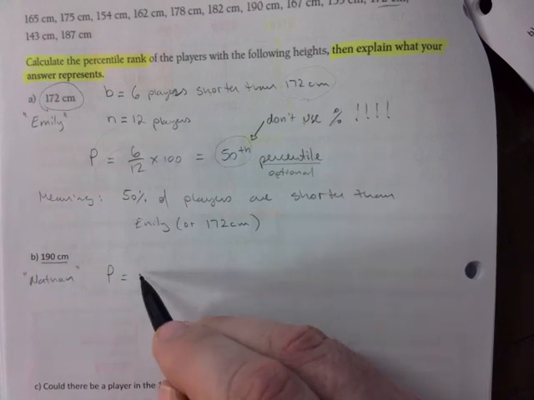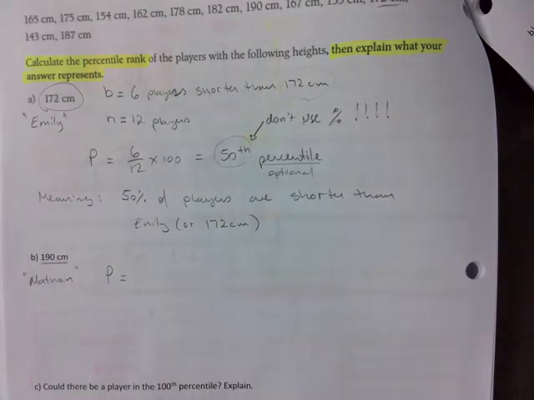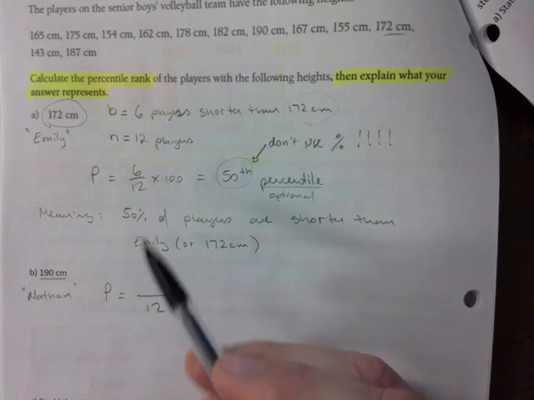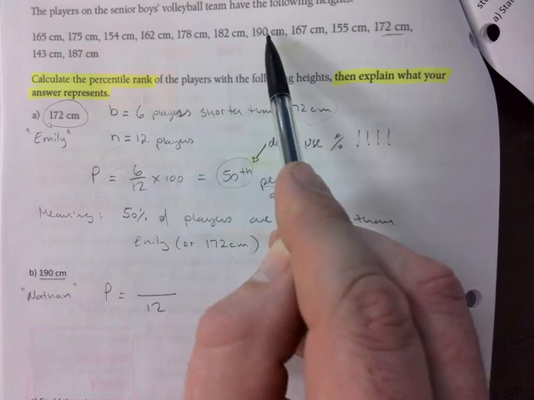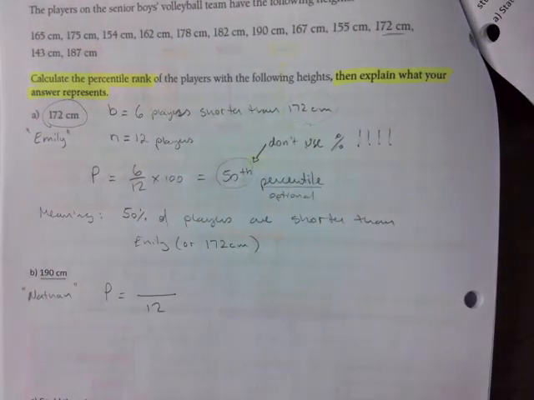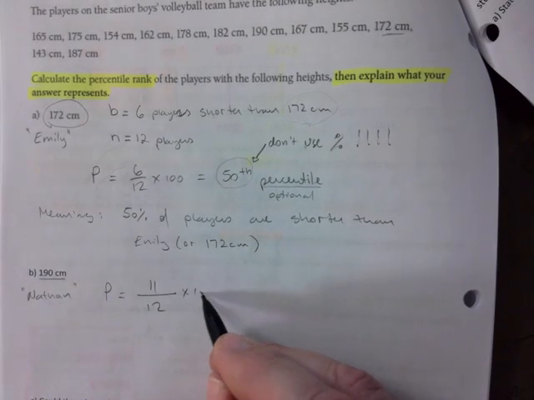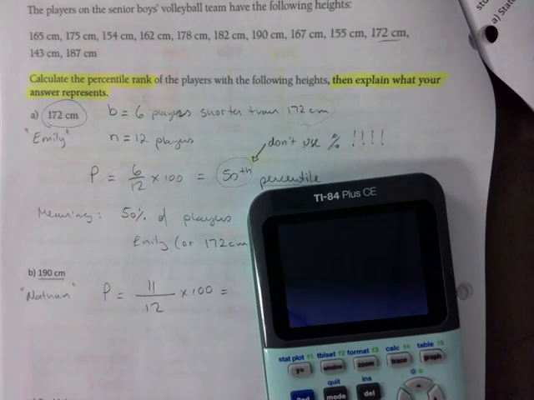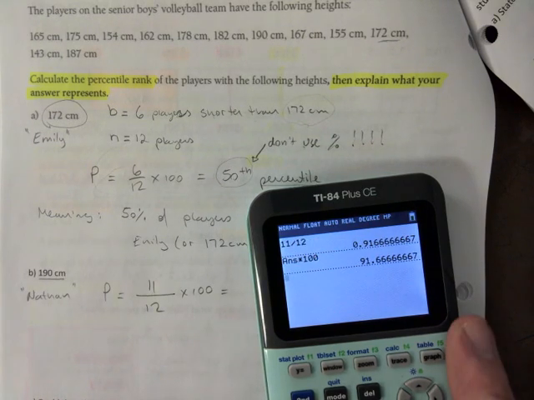So percentile rank, how many are shorter? I'm not going to look at my key. I'm actually going to do this with you. I know that there's still 12 players, correct? So 1, 2, 3, 4, 5, 6, 7, 8, 9, 10, 11. 11 players are shorter than 172, times 100. I need my calculator. Times 100. So here's the kicker.